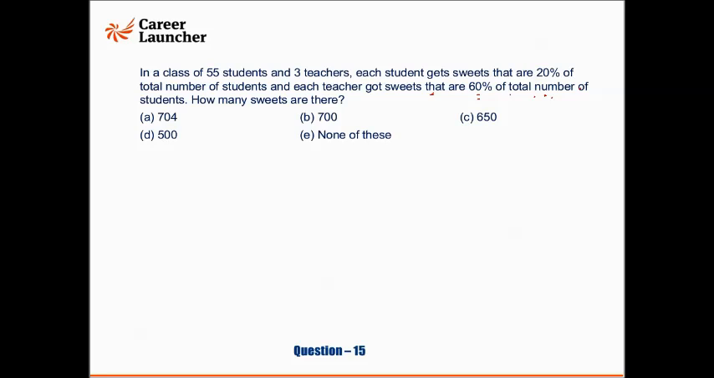Number of sweets that are 20% of the total number of students. These are the sweets which are given to the students. 20% of total. Correct. So 20% of this is 11, and total number of students are 55. So we multiplied by 55. You will get 605. Correct.